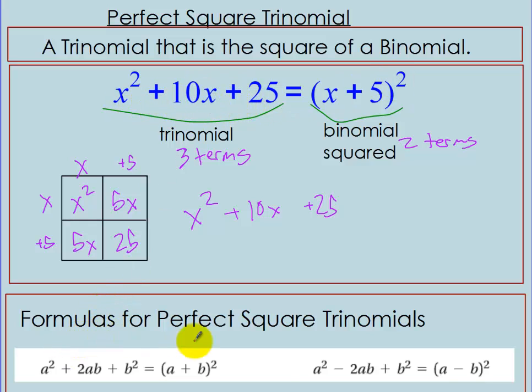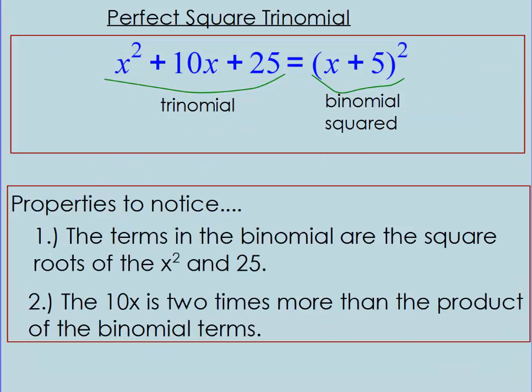The formulas for perfect square trinomials are down here, and there's the plus and the minus version. Now, some of the properties you might want to notice from perfect square trinomials are that the terms in the binomial are the square roots of the x squared and the 25. Square root of x squared is x, and square root of 25 is 5.